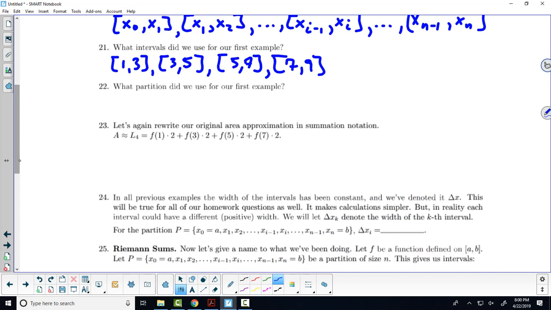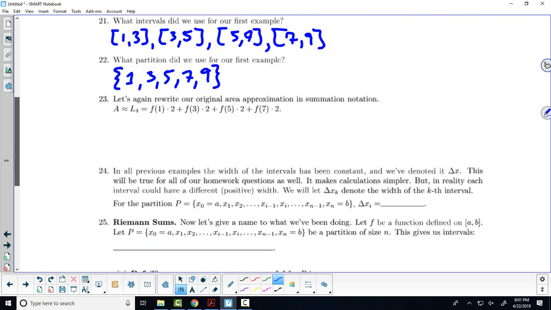So what partition did we use in the first example? What was our partition? It was 1, 3, 5, 7, and 9. Notice how many values are in that partition? 5, because we had 4 rectangles. Okay? All right, I talked that to death. So let's go ahead and try this one more time.